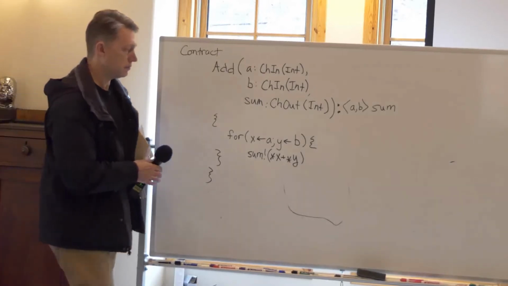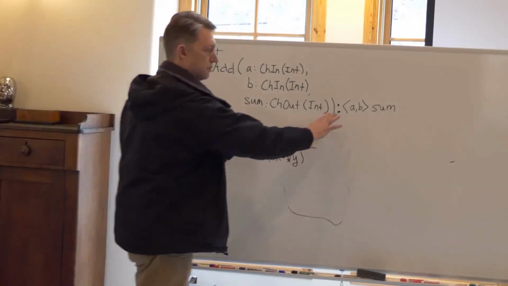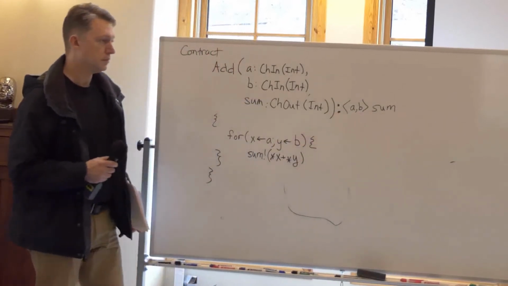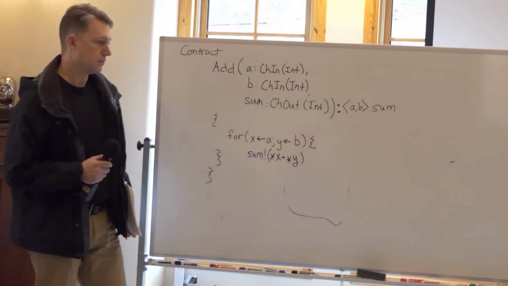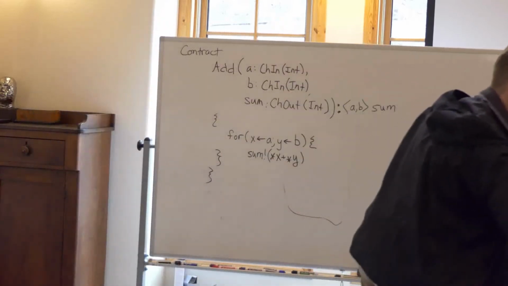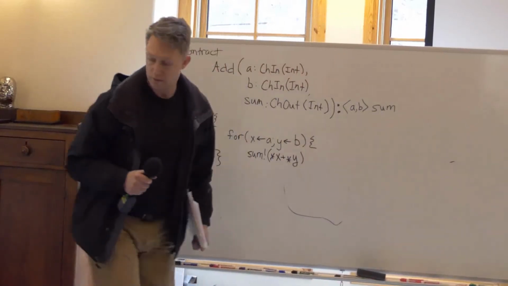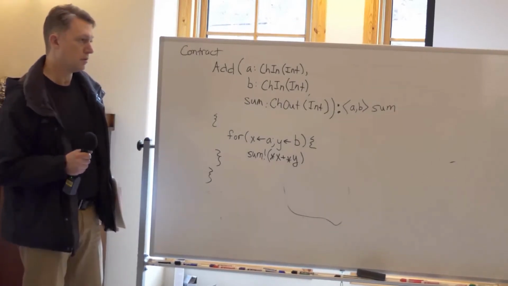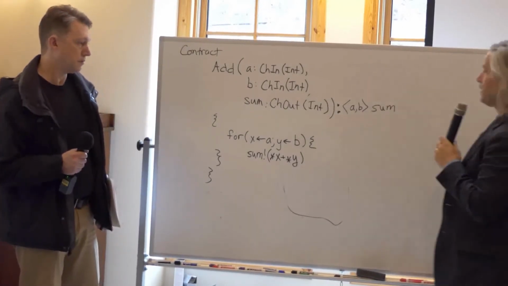I don't understand the spatial type that's after the signature, the colon. It's a behavioral type. Can you explain that? Yeah, sure. It says it's possible to read from A and B and then output on some. Great question. That's a really good question. Okay, good.